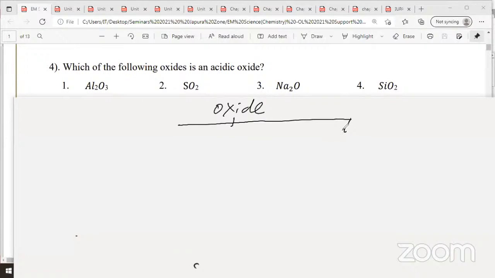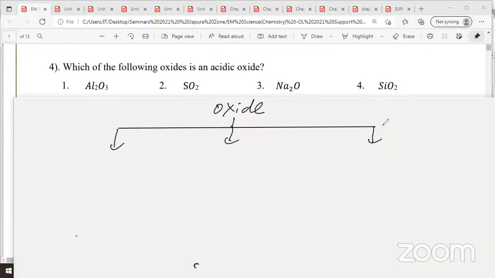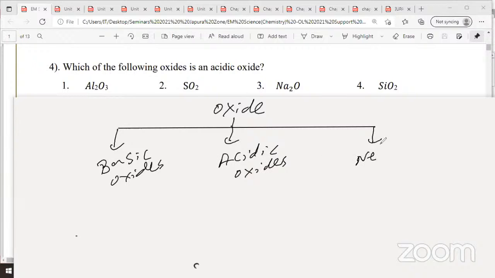Look at the screen everyone. I will write the types of oxides here. In the exam they might not give the same 4, they can give other oxides also. Therefore, first I will write basic oxides. Some oxides are basic oxides, some are acidic oxides, some are neutral oxides, and some are amphoteric. I'll write that also, amphoteric oxides.